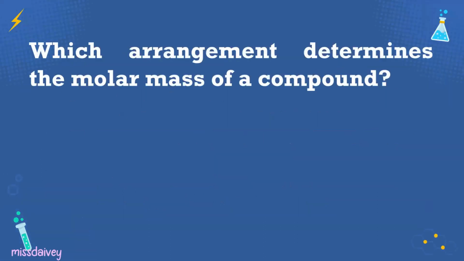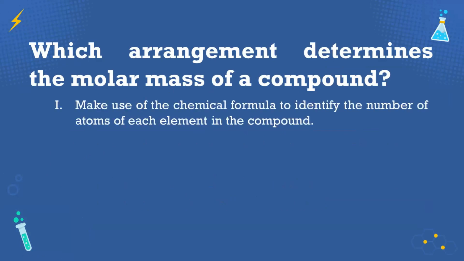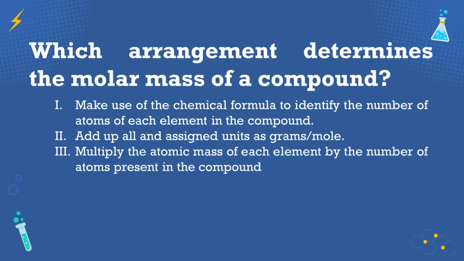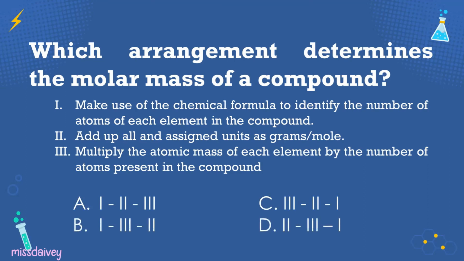Which arrangement determines the molar mass of a compound? 1. Make use of the chemical formula to identify the number of atoms of each element in the compound. 2. Add up all and assign units as grams per mole. 3. Multiply the atomic mass of each element by the number of atoms present in the compound. Here are the choices. Is it A, 1, 2, 3? B, 1, 3, 2? C, 3, 2, 1, or D, 2, 3, 1? The correct answer is letter B, 1, 3, and then 2.